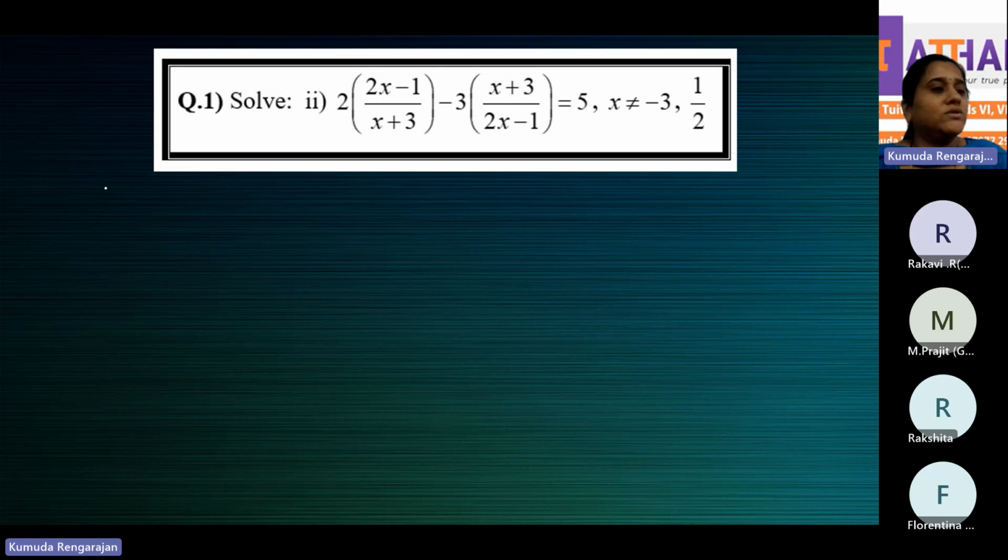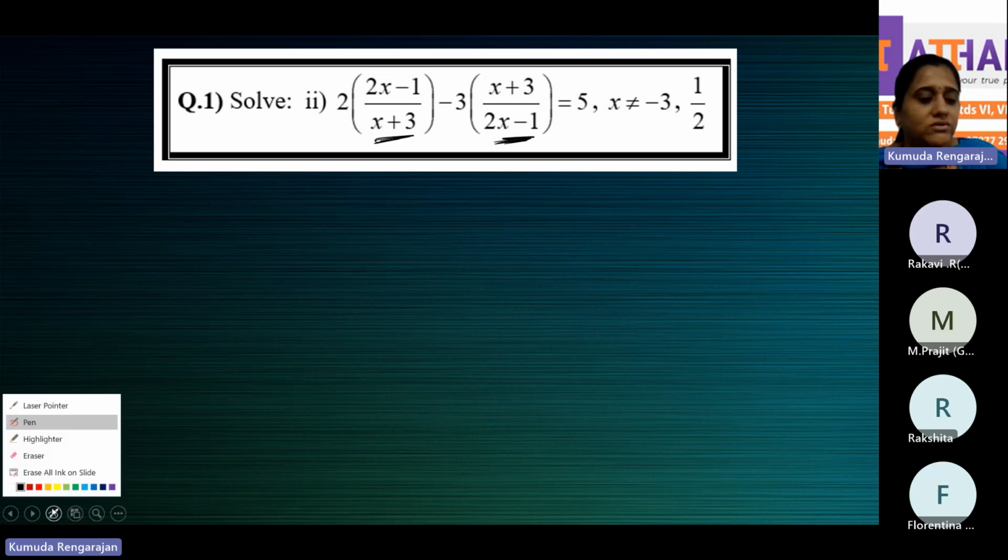So here we'll all do it in the same way. I'll just get it started for you. Now you can see that in the brackets, we have an expression and its reciprocal here: 2x minus 1 by x plus 3, and x plus 3 by 2x minus 1.